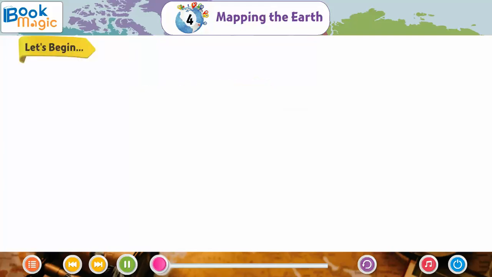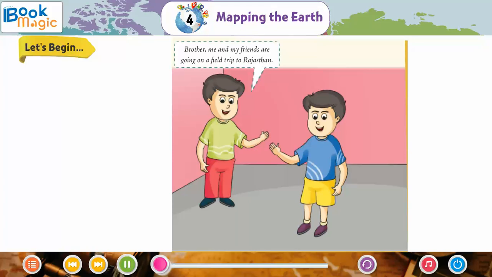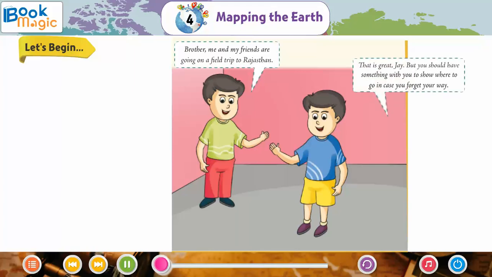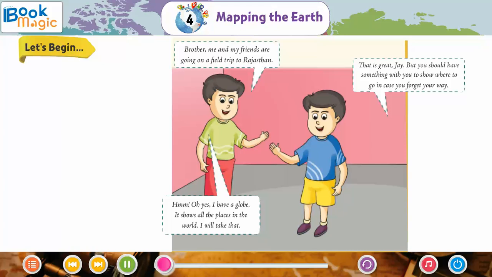Let's begin. Brother, me and my friends are going on a field trip to Rajasthan. That is great, Jay, but you should have something with you to show where you go in case you forget your way. Hmm. Oh yes, I have a globe. It shows all the places in the world. I will take that. No, Jay.